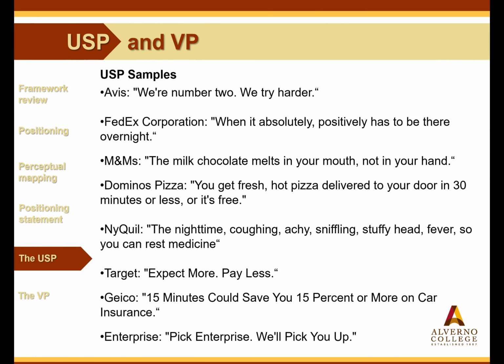So here are some examples of a few unique selling propositions. Some of them you might be extremely familiar with. I did provide some links in the Google Doc that you're going to be working with for some other samples of unique selling propositions, as well as some tips on how to write them. Avis, we're number 2, we try harder. Target, expect more, pay less. Again, you're probably very familiar with these, but these are examples of companies that had very successful unique selling propositions.